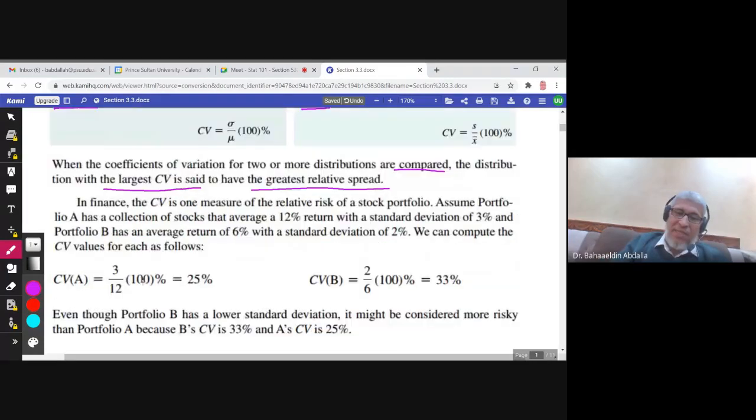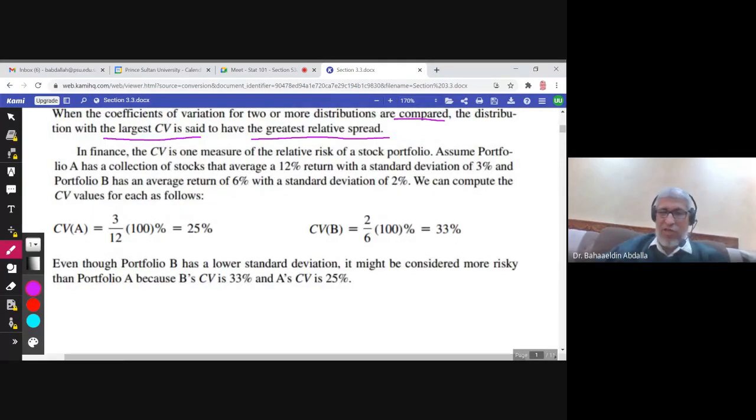In finance, the coefficient of variation has a very nice application. It is one of the measures of the relative risk of a stock portfolio. Assume here, this is an example, we have two portfolios. Portfolio A, a collection of stocks with average 12% return and standard deviation 3%. And another portfolio B of stocks with average return 6% and standard deviation 2%.